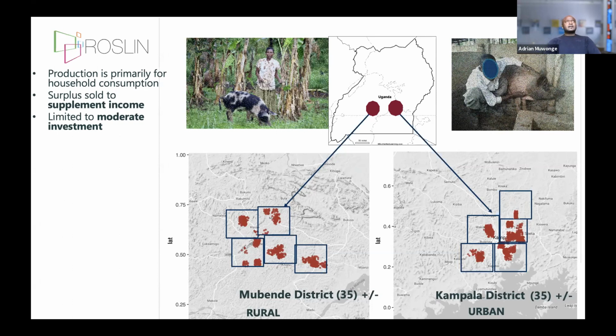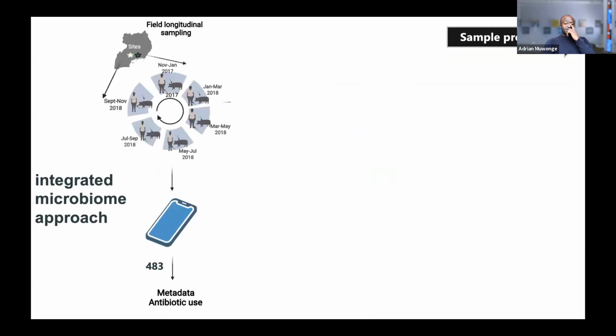So we collected fecal samples and ran a digital, mobile phone-based questionnaire to collect a whole host of information to account for the variations that we will encounter downstream. And we did this for a year, going back every 2 months. So that would be 6 times for each farm. And so we use this integrated, at least according to me, integrated microbiome approach.